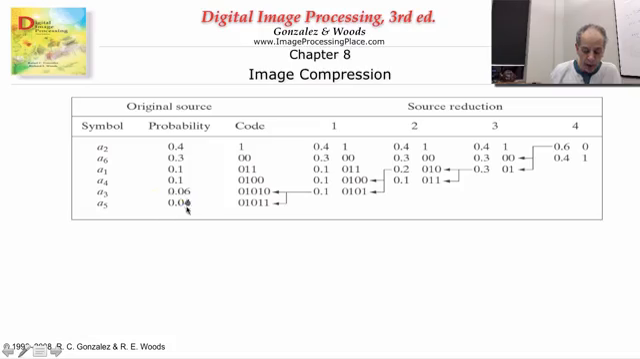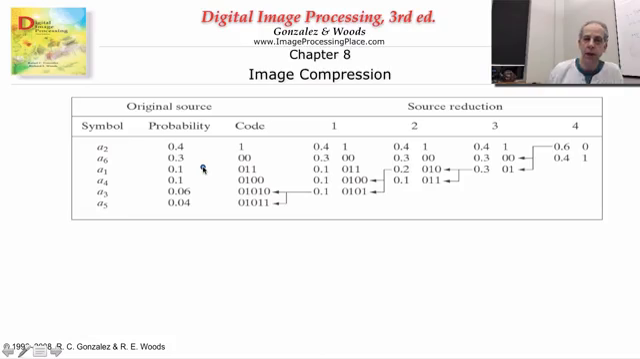We start adding low probabilities. So we add these two, we get this, we reorder, and we keep going. It's a recursive process. So if you know how to go from one column to the next, you know how to go all the way. And then we come back.